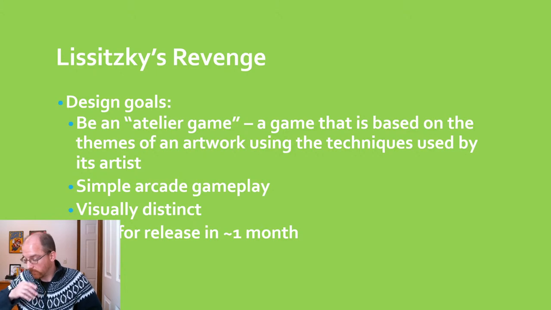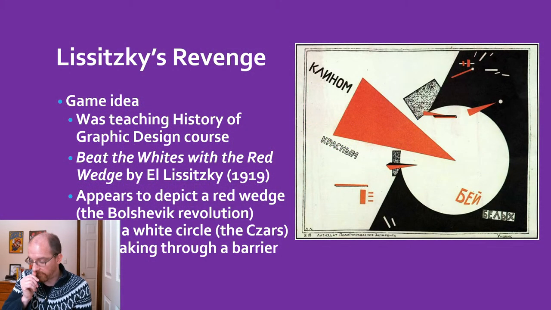So the first one I wanted to do, I wanted to make something simple. I wanted to make a simple arcade game that had a visual style from a famous piece of art, and I wanted to build it in a jam kind of way, in less than a month. I was teaching a graphic design course at the time, and there's this poster called Beat the Whites with the Red Wedge by a graphic artist named El Lazitsky. This poster is over 100 years old, and it's a Bolshevik propaganda poster depicting a red wedge of the Bolshevik Revolution killing a white circle, which are the czars, by breaking through a barrier. At least I thought of it as breaking through a barrier. And I really like Lazitsky. I think his graphic art is cool.